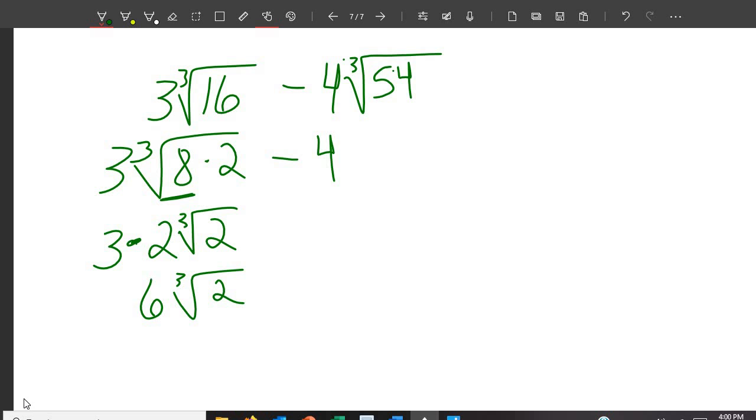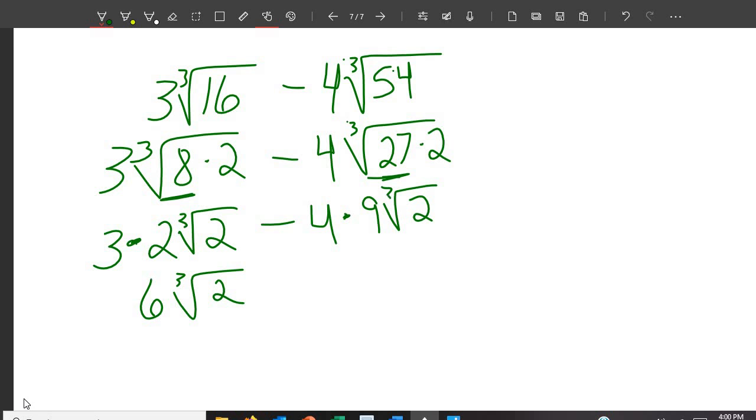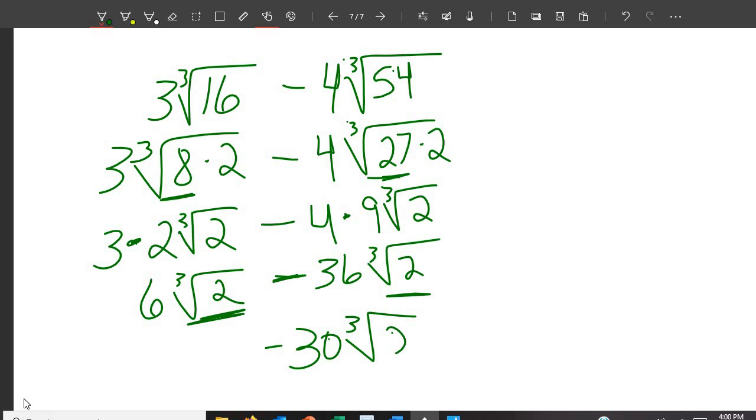This one, let's split 54 apart. Now, the perfect cube factor of 54 is 27. 27 times 2. I take the cube root of the 27, which is 3. Got the cube root of 2 left over. Multiply those, we'll get 36. And notice they now match. This matches this. So we combine them together and we'll get this.